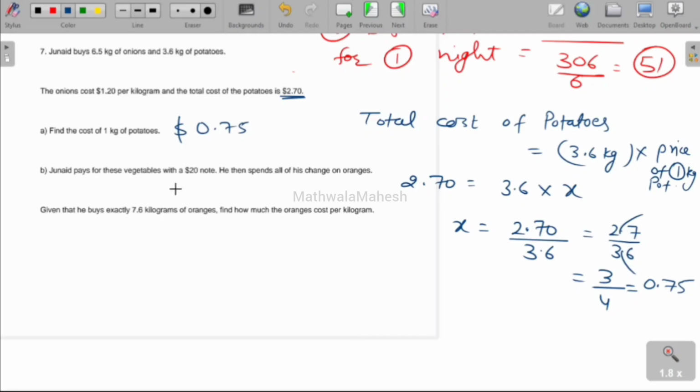In the next one, Junaid pays for these vegetables with a $20 note. He then spent all of his change on oranges. Given that he buys exactly 2.7 kg of oranges, find how much oranges cost per kilogram.